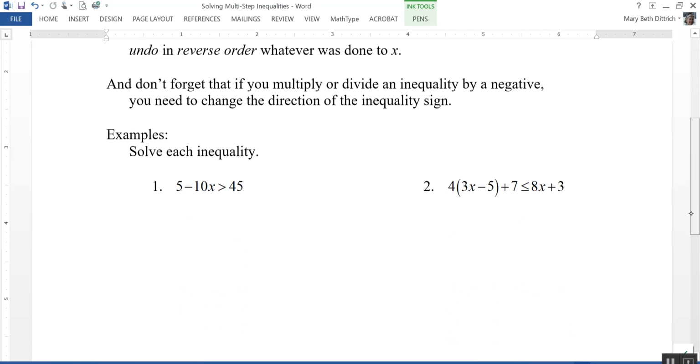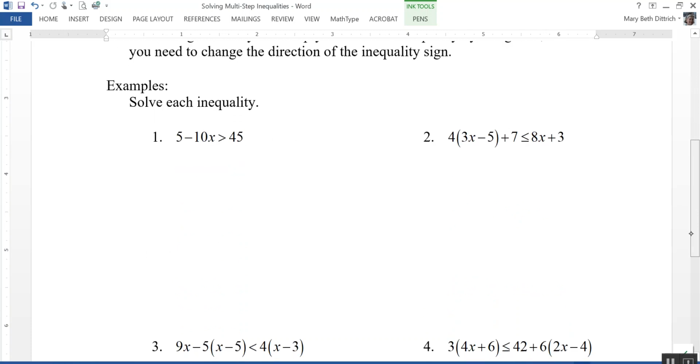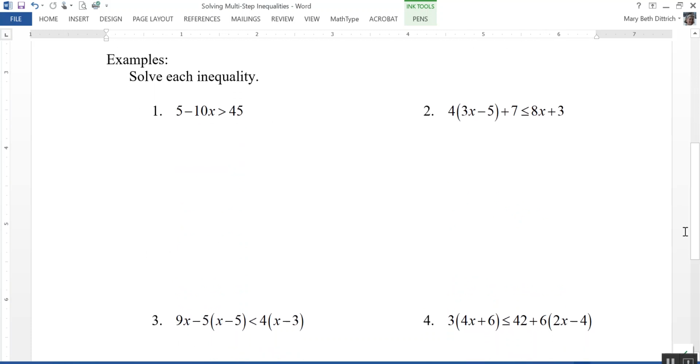Okay, so the directions say solve each inequality, and in this case we don't have to graph. I think we've done enough practice of graphing. So number 1 is 5 minus 10x is greater than 45. Notice that the x is being multiplied by a negative 10, and then it has a 5 added to it. So the first thing I'd like to do is subtract 5 on both sides.